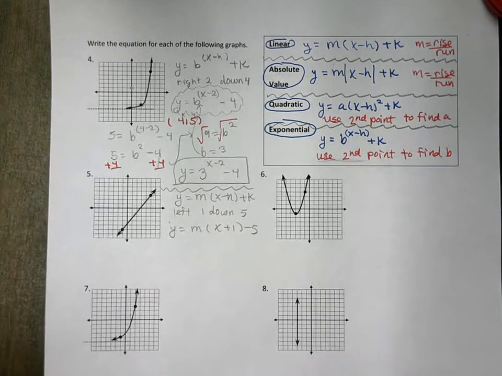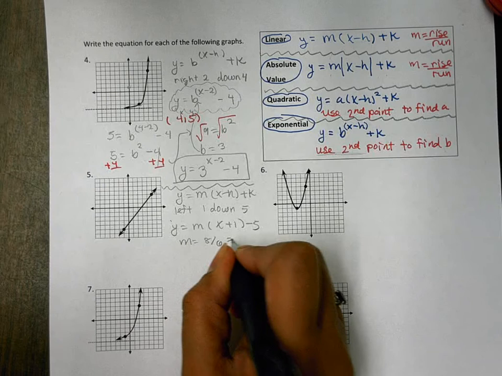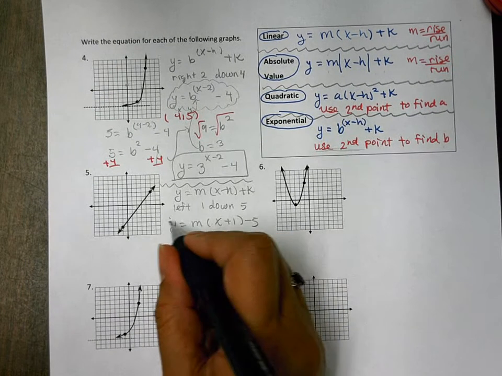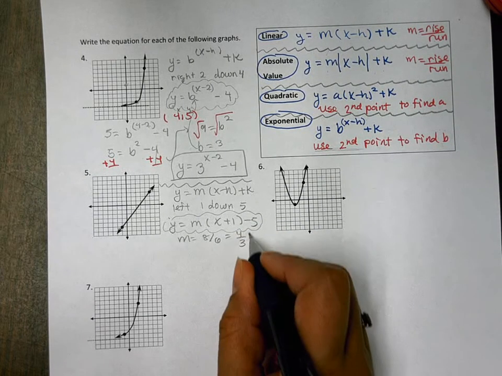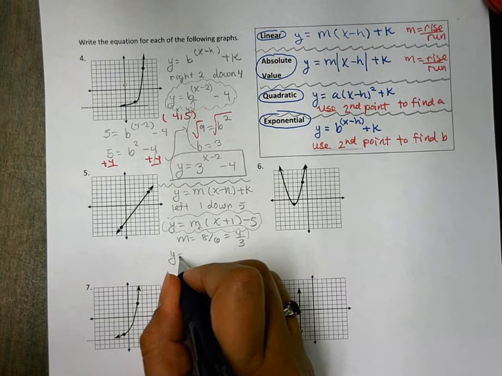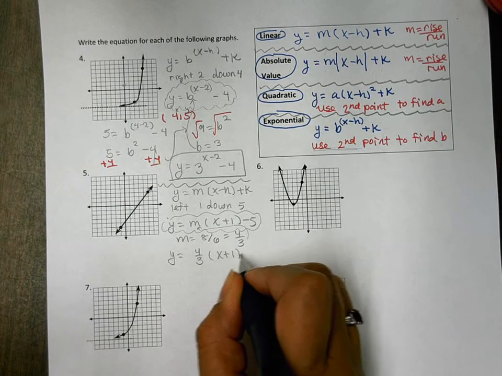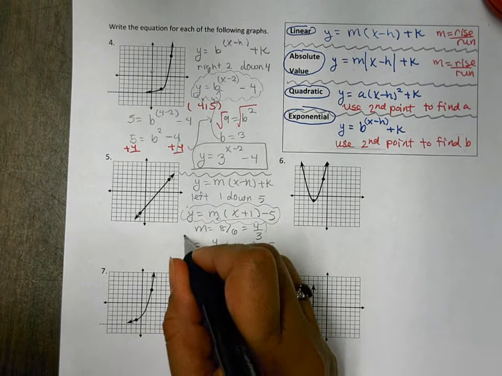All right, I got 8 over 6, which reduces to 4 over 3 when you divide top and bottom. This here is where you get what your answer is going to look like after you found m. We just found it. We plug it in. Y equals 4/3 (x plus 1) minus 5. And that there is your answer.